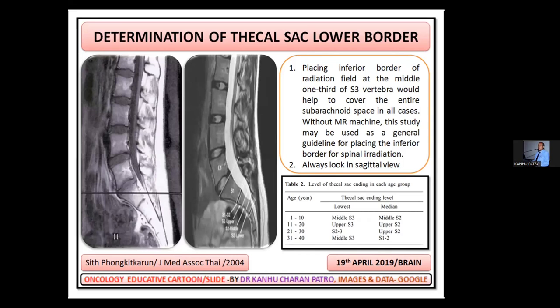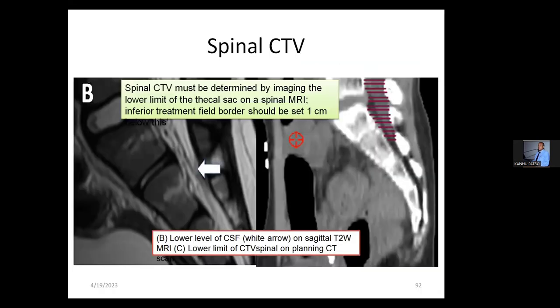Yes, in the 1 to 10 years of age, it is the middle of S2; 11 to 20, upper border of S2; 21 to 30, upper border of S2; 31 to 40, S1 and S2. So it should be properly identified. If you are not able to find out, take the help of the radiologist.